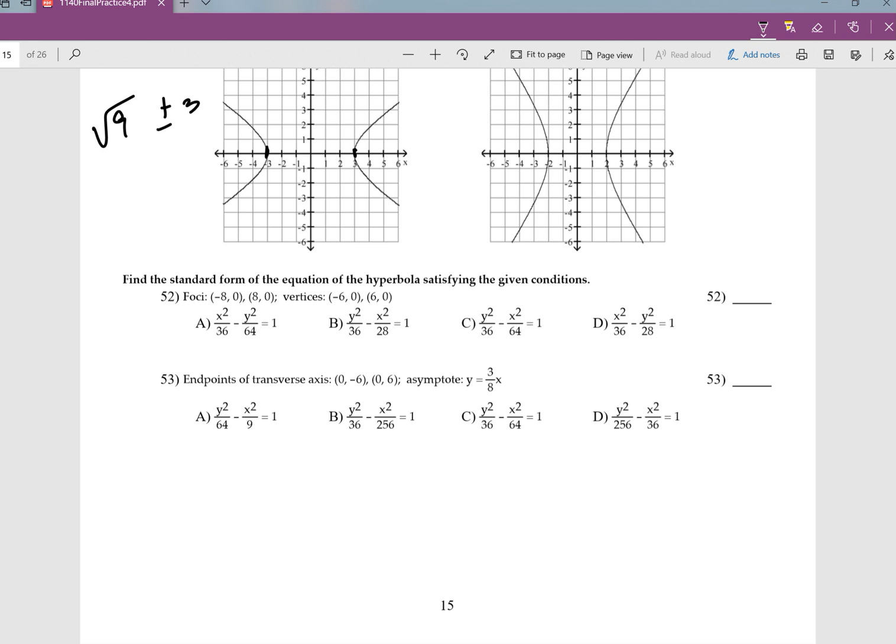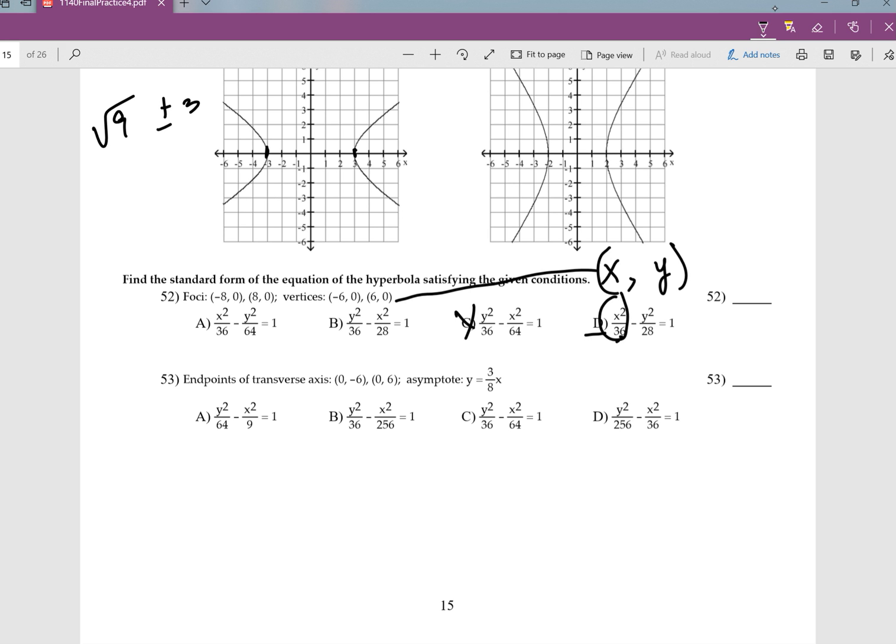For 52, we have the foci at 8, 0 and negative 8, 0, and the vertices at negative 6 and positive 6. So for 52, it's very clear that the answer choice apparently should be D. And you know that because the vertices are giving it away with, first of all, the fact that it's sitting on the x. Notice that in our ordered pair, it's always x, y. And the vertices are sitting on the x, so the x has to be the leading term with the square of that value. So that works.